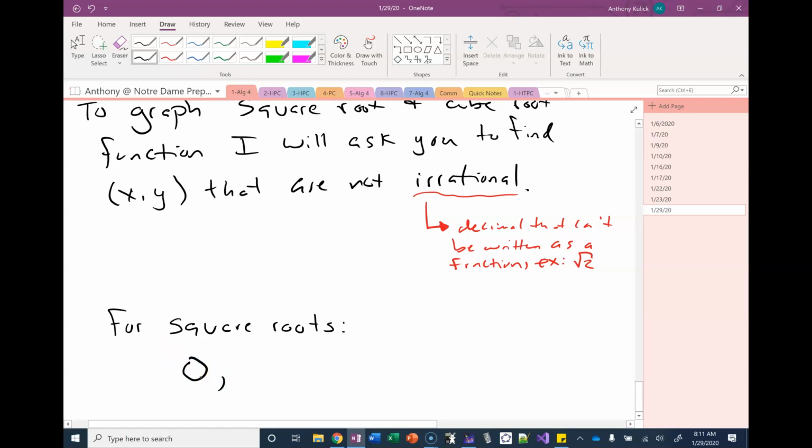Okay, what's the next number like that? 1. Okay, and then 4, and then 9, and then 16. So these numbers are going to be very important to us when graphing our square root function, because we want whatever's underneath that square root symbol to eventually turn out to be these 5 numbers.